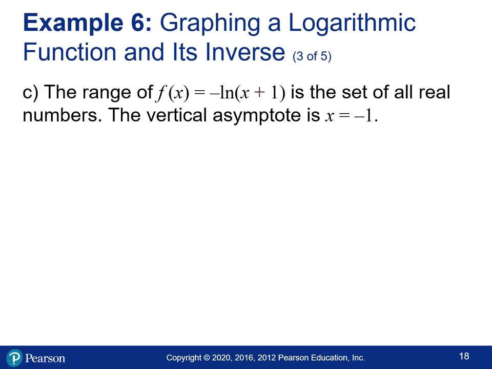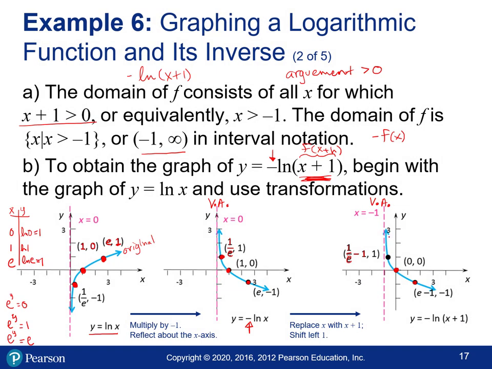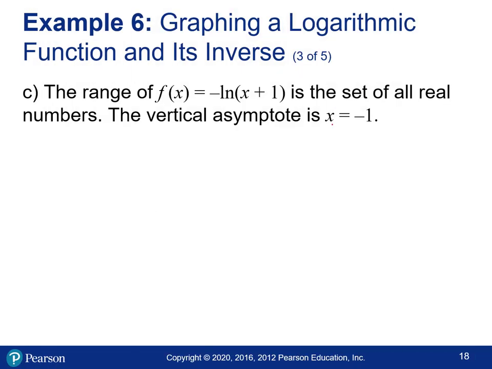So then the range for this function is all real numbers. If you go back, you can tell that the graph is going to go all the way up toward infinity forever here, and it's going to technically go all the way down to negative infinity. So that's the range. And then we just talked about the vertical asymptote at x equals negative 1.